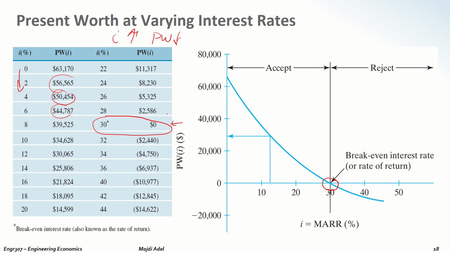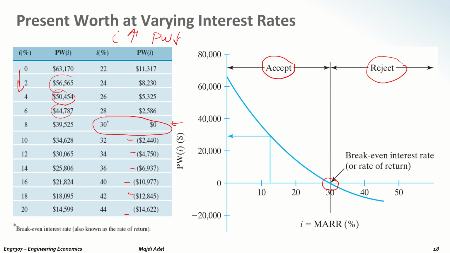At an interest rate greater than 30% the present worth is negative. Brackets mean negative. At an interest rate greater than 30%, the present worth becomes negative. And since the present worth is negative the investment is rejected. As long as the present worth is positive the project or the investment is acceptable or profitable.